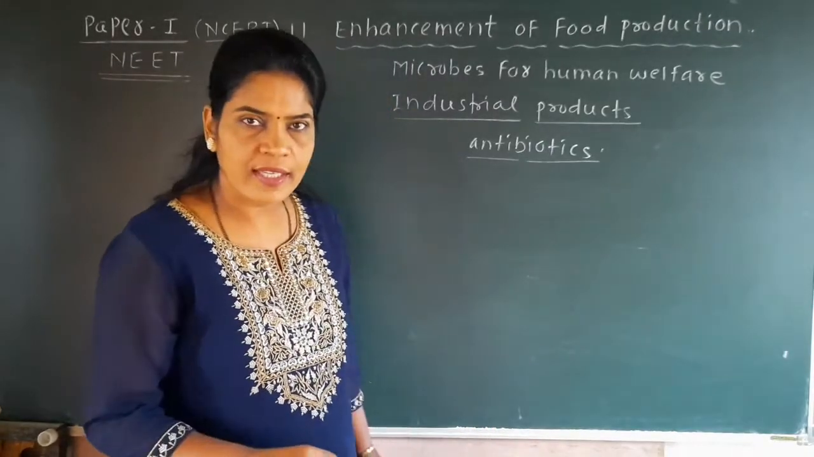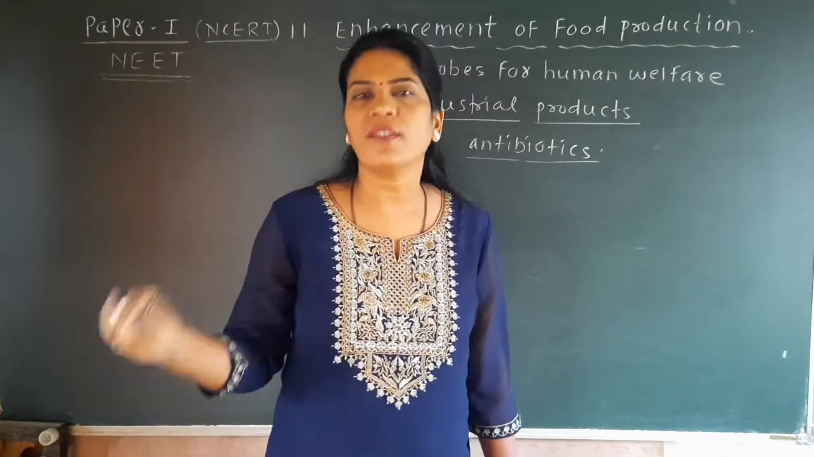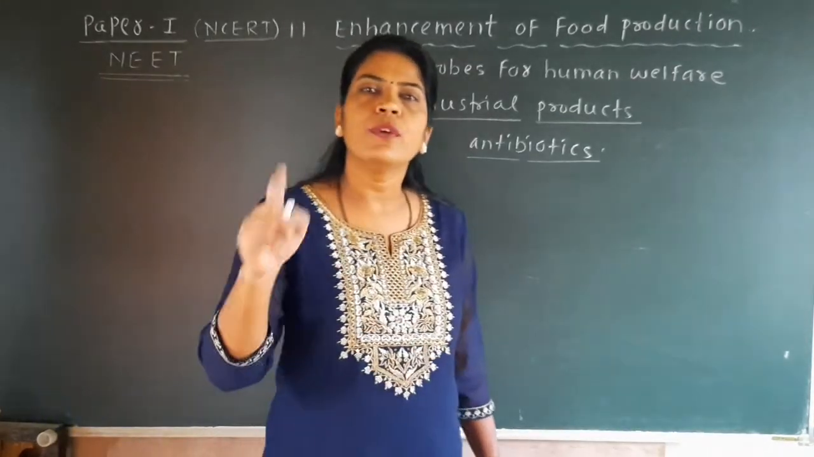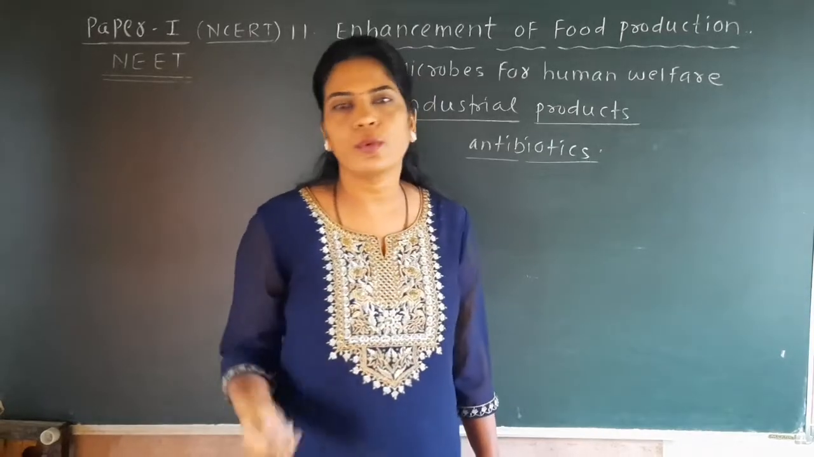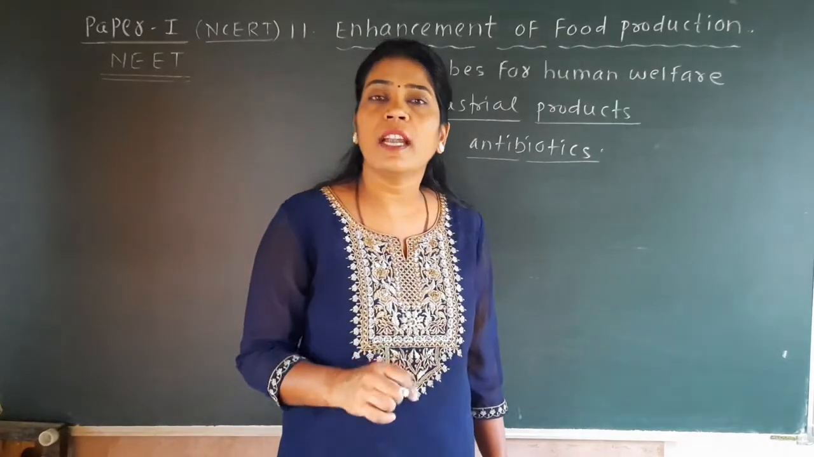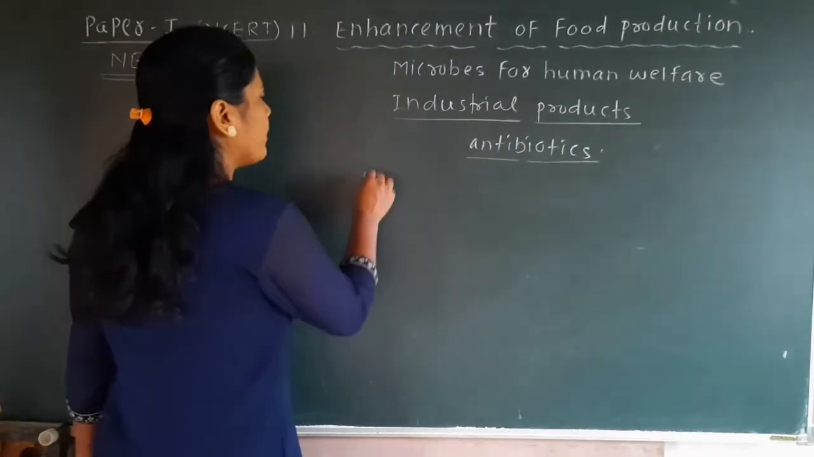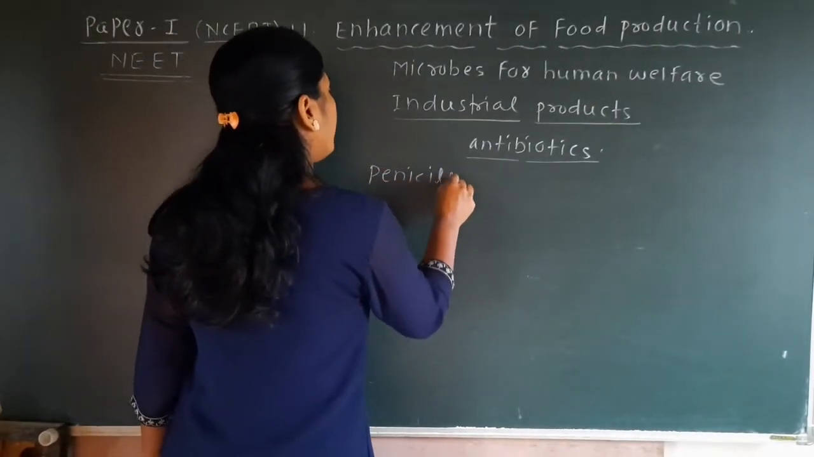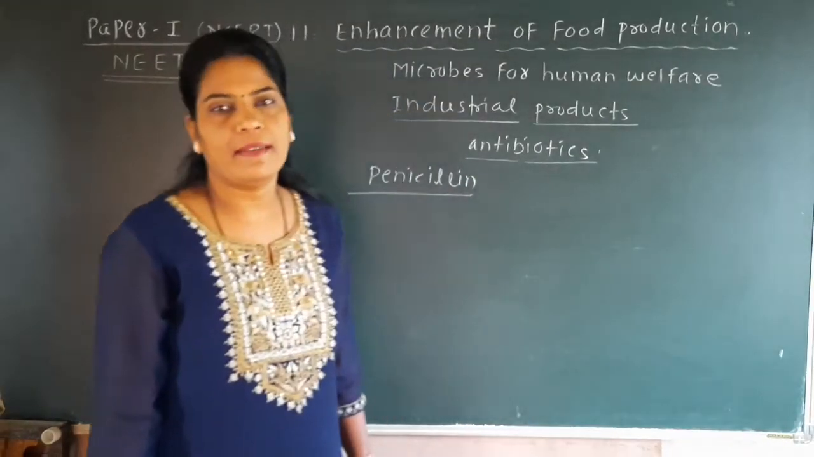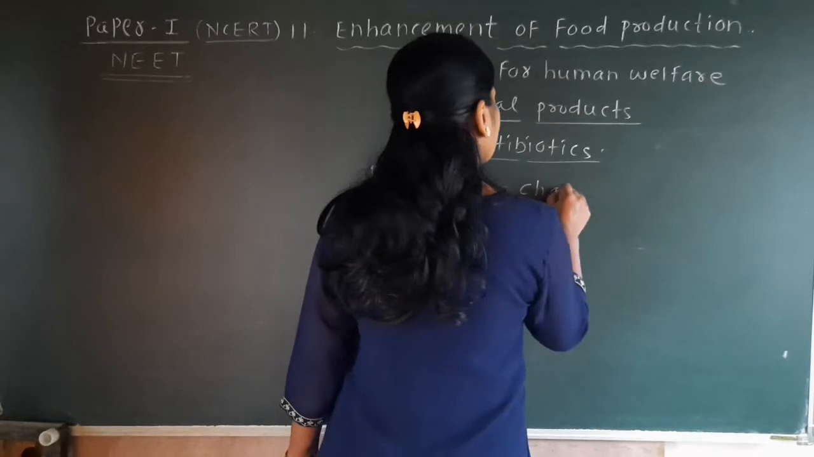You have to remember only theory: the antibiotics, as we have discussed, are chemical substances secreted by some microbes to kill or retard the growth of other microbes. Okay, same thing we have discussed. Now one more thing you have to remember: the first antibiotic which has been discovered is penicillin, and the discovery of this penicillin is called a chance discovery.